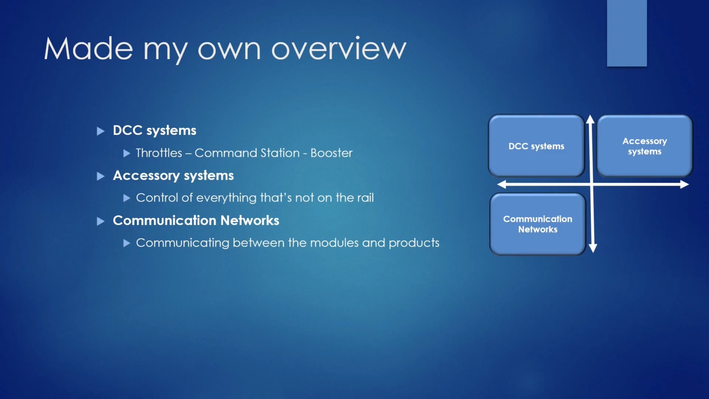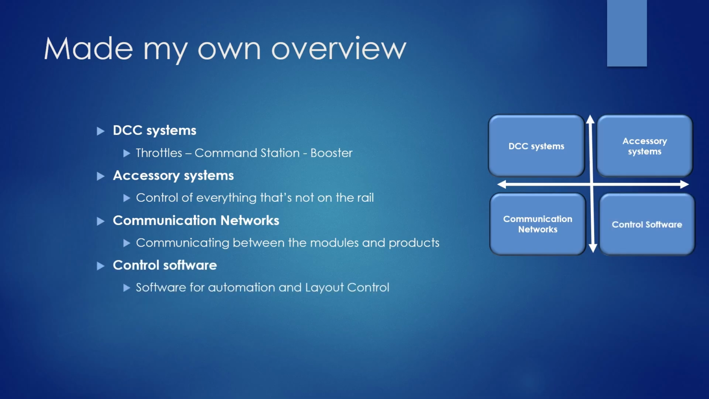The third category was communication networks, which handle physical and logical communication between the DCC command station and the accessories. The last category was control software, programs that can handle automation and other layout control. I'm not including basic DCC control. Every DCC system has that feature, and some also have some limited automation features, but not like the systems I'm putting in this category.